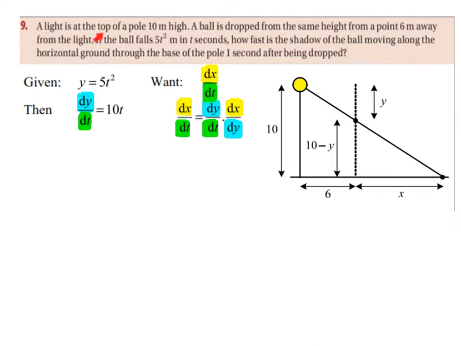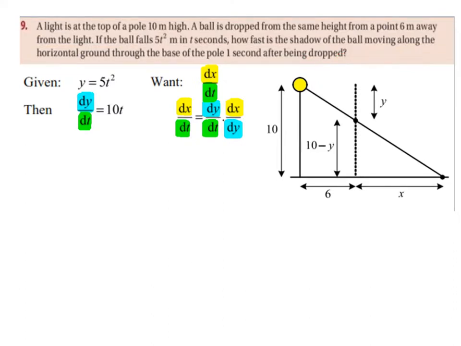A light is at the top of a pole 10 meters high. A ball is dropped from the same height from a point 6 meters away from the light. If the ball falls 5t squared meters in t seconds, how fast is the shadow of the ball moving along the horizontal ground through the base of the pole 1 second after being dropped?